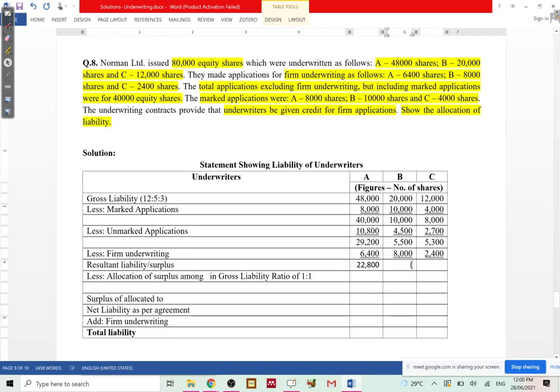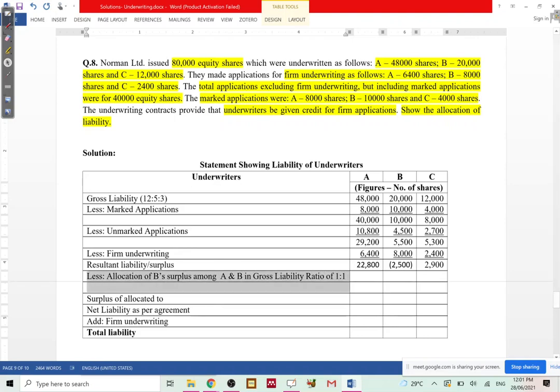Now here you will get a negative because firm underwriting applications are more. So 2,500 surplus and last 500. Sorry, this is 2,900. Okay, difference between the two, 2,900. Now one person has a surplus, two people have liabilities. So take this surplus of B, allocation of B's surplus among A and C. Better to always specify who is getting and who is giving the surplus, in what ratio.